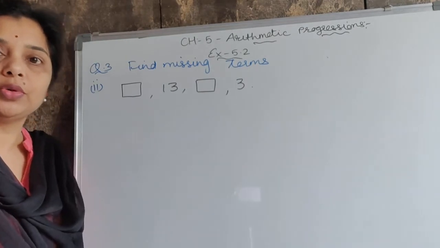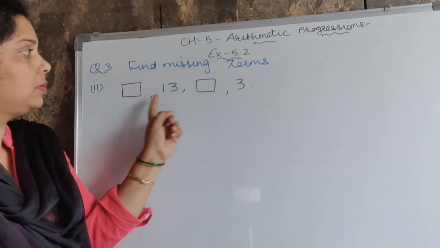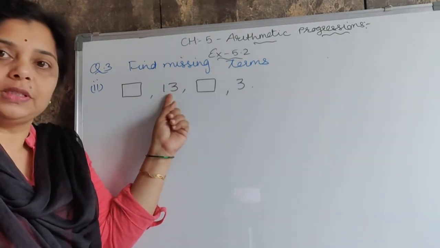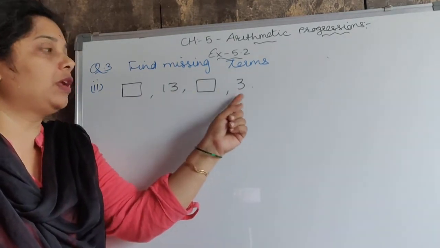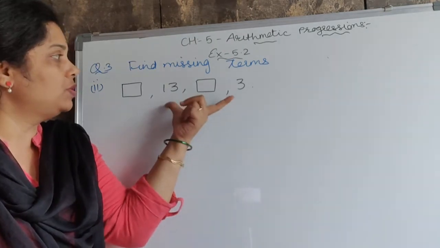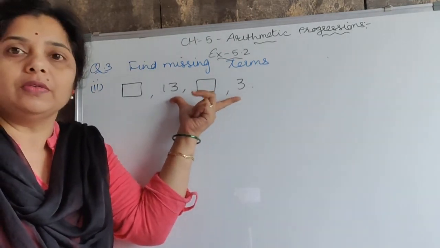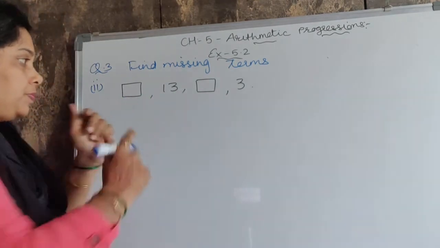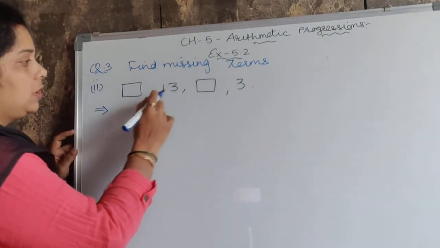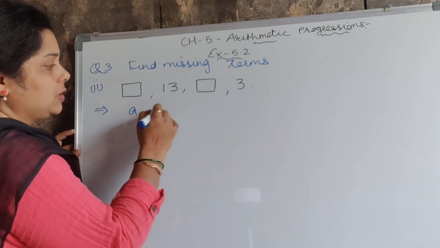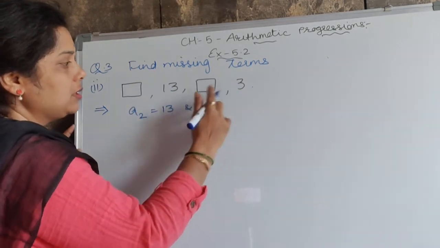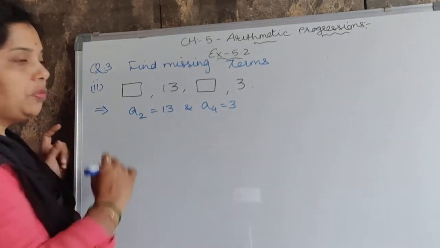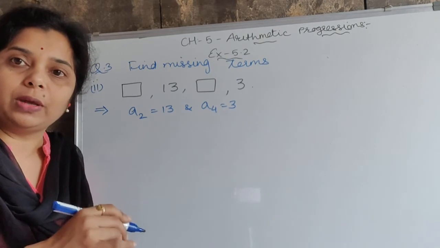Now in third sum, total four terms are there in AP. First term is not given, second term is given, third term again is not given, and fourth term is given. So by using these two terms, second term and fourth term, we are going to find out first term and the third term. So first of all, here A2 is equal to 13 and A4 is equal to 3. Okay, so what is the formula of A2? A2 is equal to A plus D.